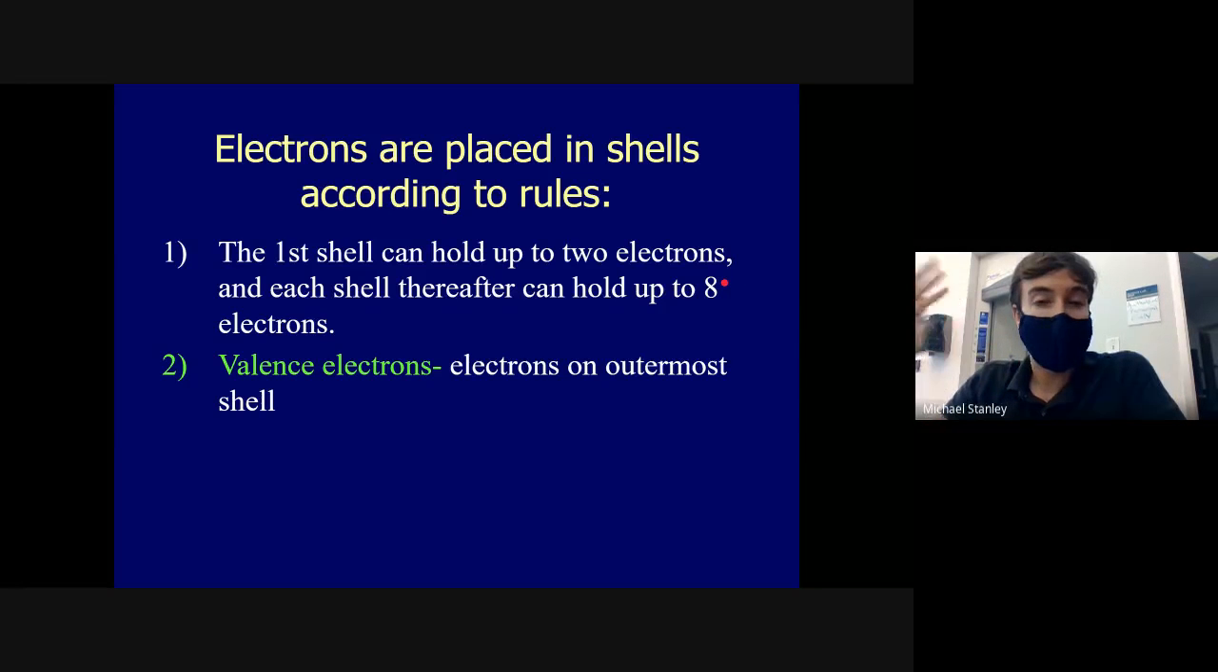So because these outermost electrons are so important, whether they're on the second shell or the third shell, whichever ones are on the most outside shell, they're so important that they get their own special name. We call them valence electrons. So valence electrons are the electrons that are on the outermost electron shell. So if our atom only has 2 electron shells, then the valence electrons are the ones on the second shell. If the atom has 3 electron shells, the valence electrons are the ones on the third shell.